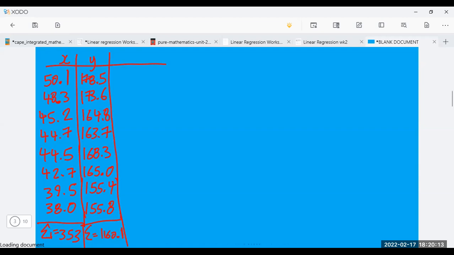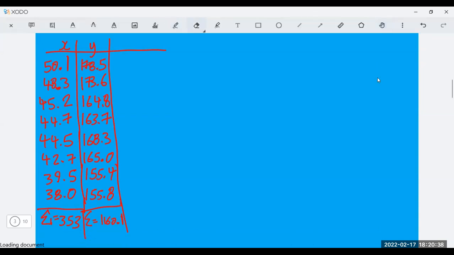178.5, 173.6 plus 164.8 plus 163.7 plus 168.3 plus 165.0 plus 155.4, 155.8. Yep, I knew something was off. This was 1,003 something, because this looked too small to get this sort of a result. The sum is 1325.1.